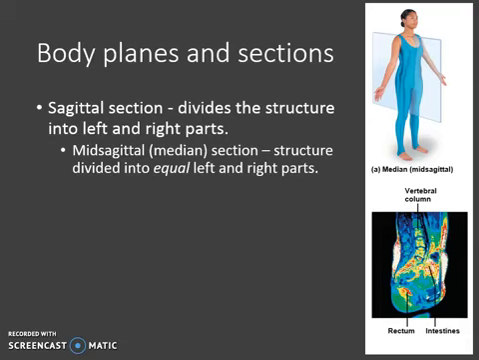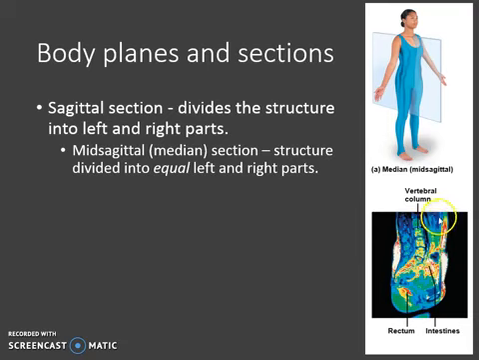So the first type of section that we're going to talk about is the sagittal section. Sagittal just means that it divides a structure into left and right parts. So if you look at the picture here, you'll see that this imaginary plane is dividing this person's body into a left side and a right side. Now, if that division or cut is right in the middle of the body, or right along the midline, then it's called a mid-sagittal or median cut, which means that you're going to end up with an equal left and right side. If it's not equal, then it can just be a sagittal cut.